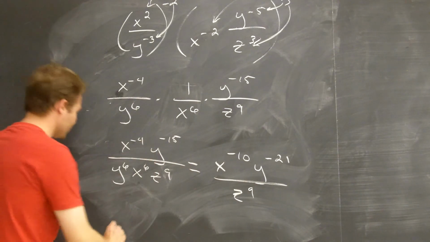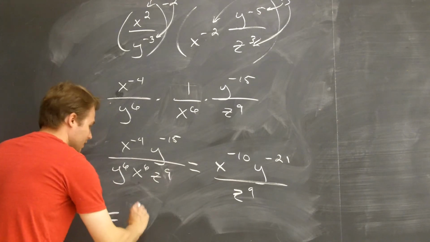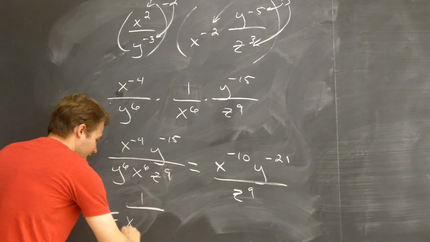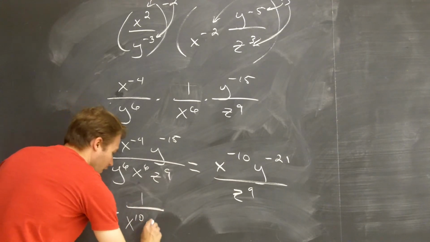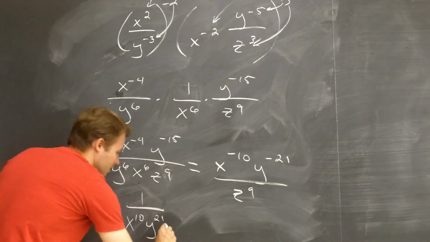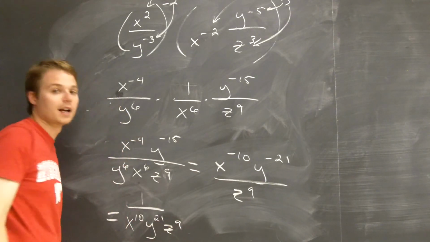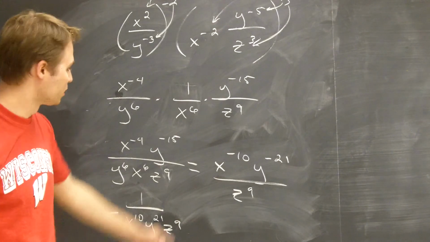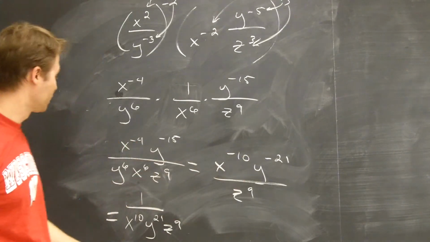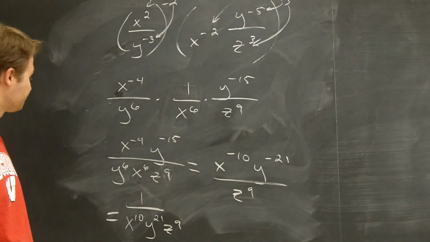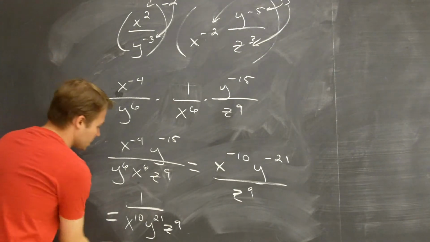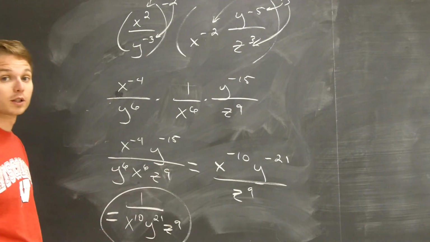I would probably write this where everything is positive, so I would probably write this as 1 over x to the positive 10, y to the positive 21st, z to the 9th. It looks a little nicer to me like that. But there's nothing wrong with this answer as well. They're both totally legitimate. But this is as far as we can go, of course, for this particular problem.